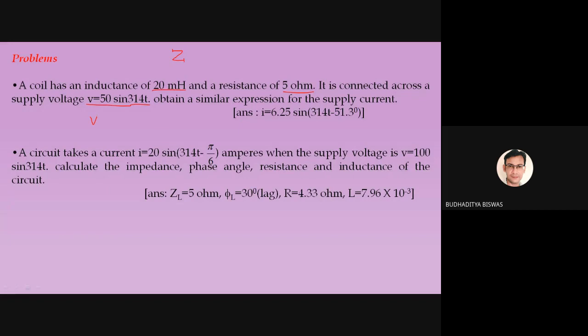If you compare it with V equal to Vm sin omega t, 314 is equal to 2 pi f, and from there we need to find the frequency first. So what is the value of omega? 2 pi f. No, what is the actual value of omega from the question? It's equal to 314. Anybody have any doubt?